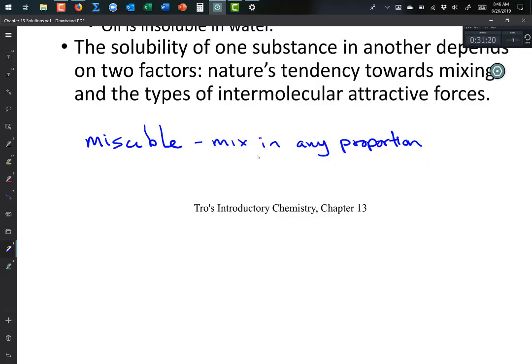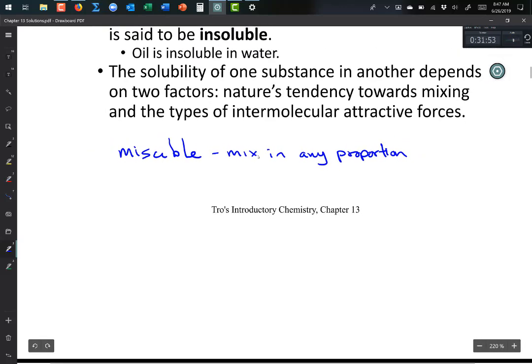Yeah, miscible means you can mix it in any proportion. Gas mixtures are generally miscible. You can get any amount of nitrogen and oxygen that you want in a mixture and have it make a homogeneous solution. Alcohol and water is another example. When you take pure alcohol and water and mix them together, you can get any percentage of alcohol that you want. Any percent will dissolve in. So miscible just means you can mix in any proportion.